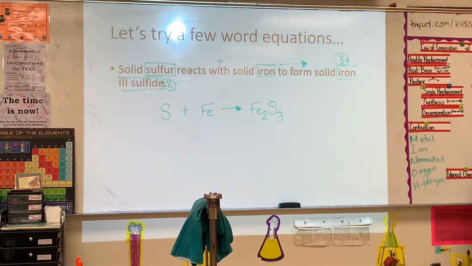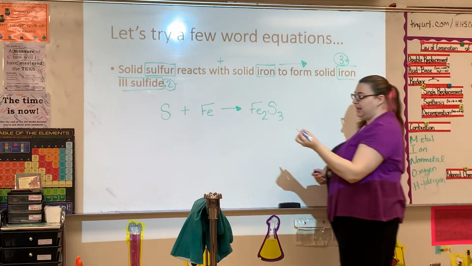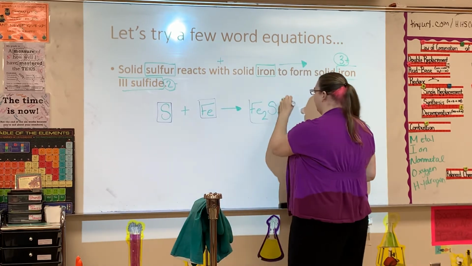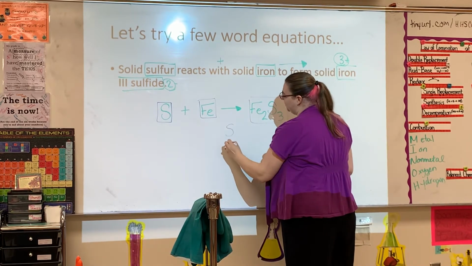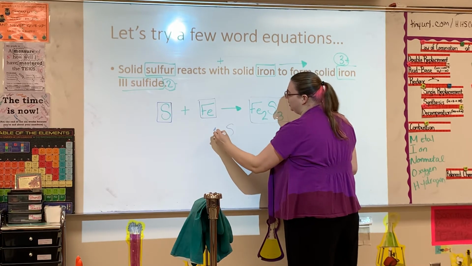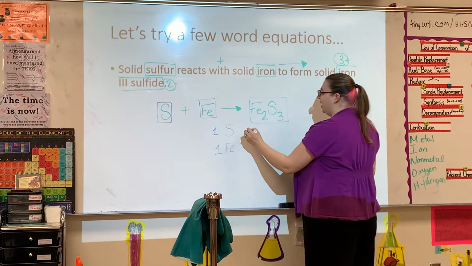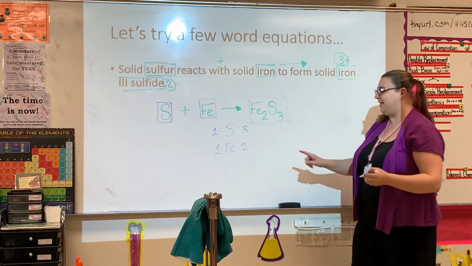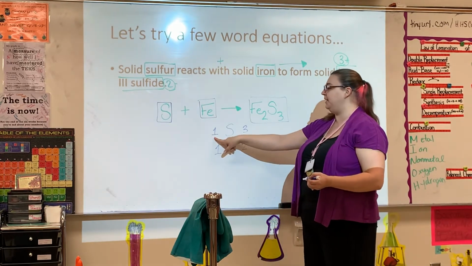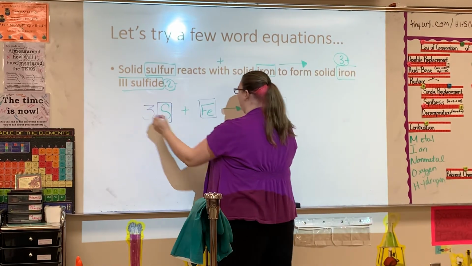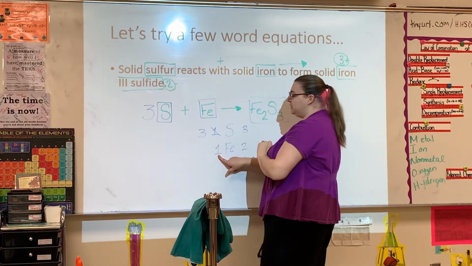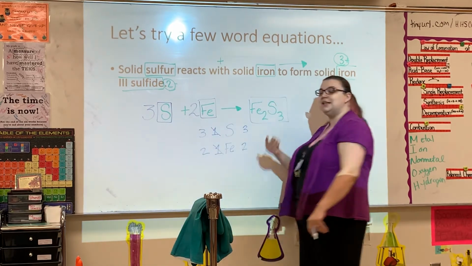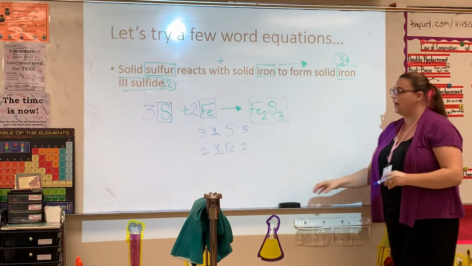So now that we have our equation, we need to go through and balance it. So we're going to put this in a box. Can't touch this. We have just sulfur and iron here. On the left, 1 sulfur, 1 iron. On the right, 3 sulfur, 2 iron. Easy fix. So we need a multiplier to make this a 3. So we're going to put a 3 in front of sulfur. We need a multiplier here to make this a 2. So we're going to put a 2 in front of the iron to make this a 2. That's a fairly straightforward one to balance. So let's try a trickier one.